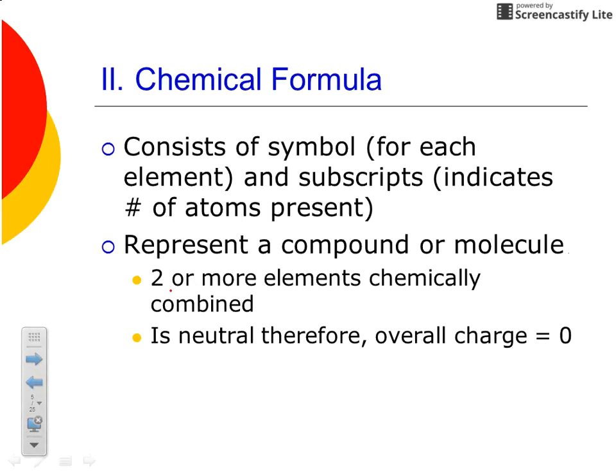Recall that the definition of a compound is when two or more elements chemically combine, so they've gone through a chemical reaction and they've bonded. They can either share electrons, like with your covalent bond, or they can transfer electrons, which is what happens with your ionic compounds. Keep in mind that compounds are neutral, which means they have an overall charge of 0. So with your ionic compounds, that's important to remember because we always want to make sure that our charges cancel and our overall molecule or formula is neutral.